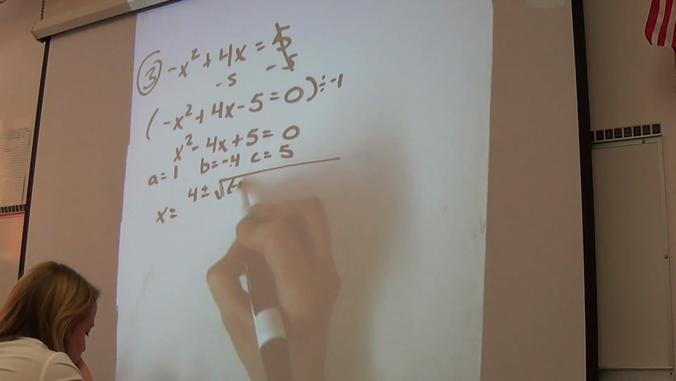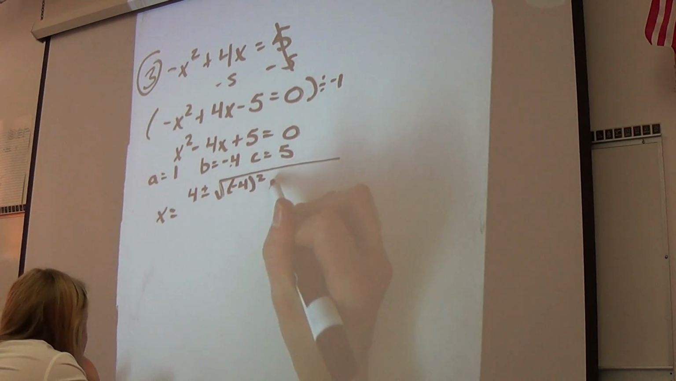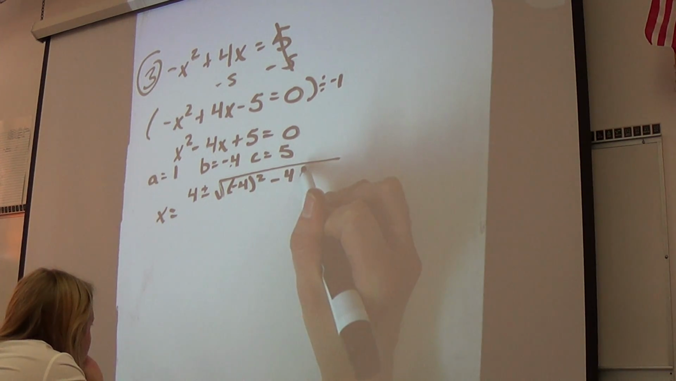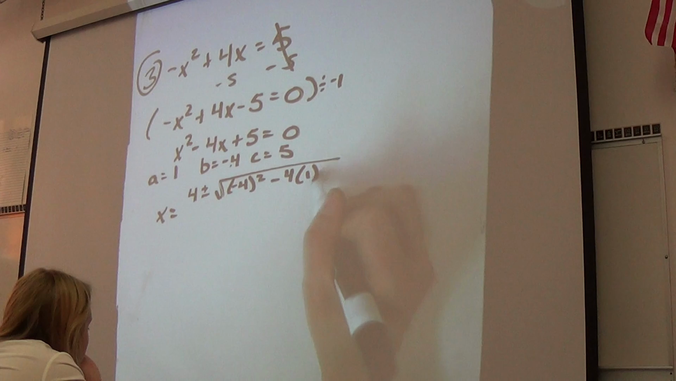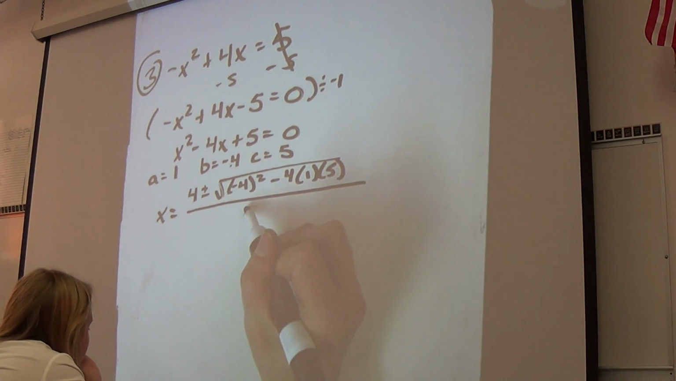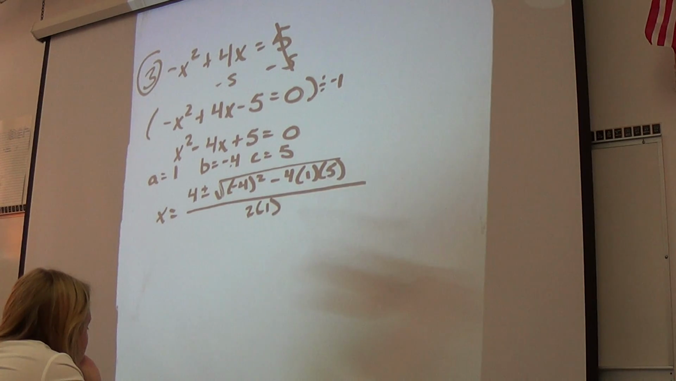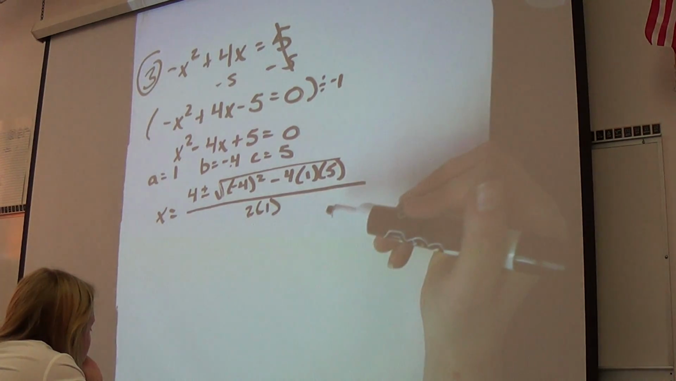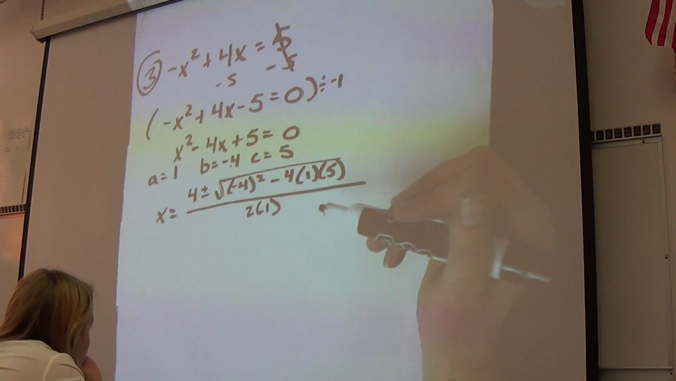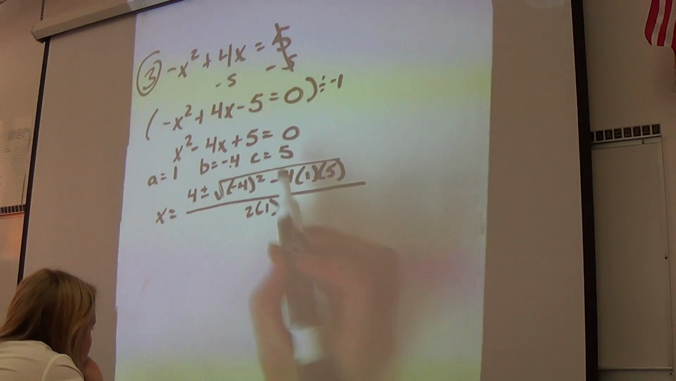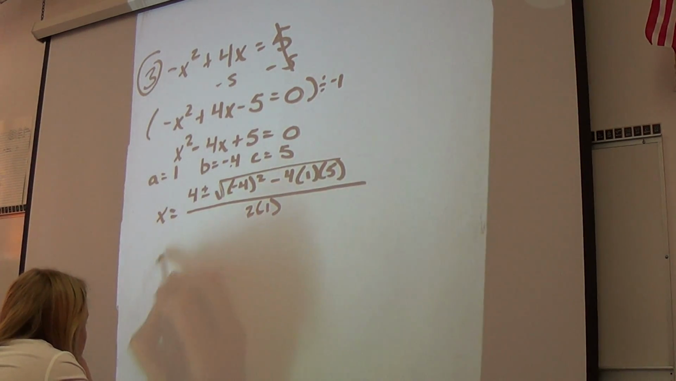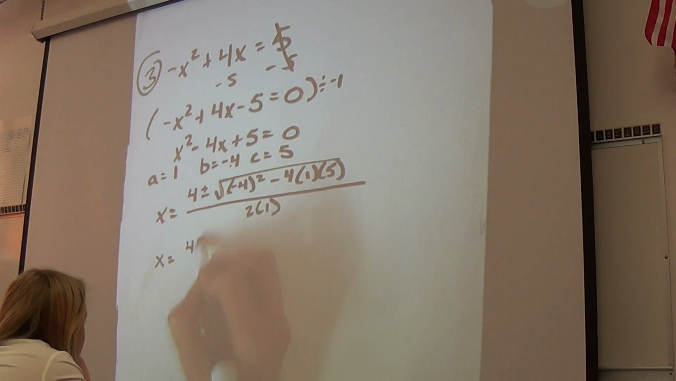-4 squared, minus 4 times 1 times 5. Good. All over 2 times 1. A lot of you guys can get to here. That's not the problem. The problem is the simplifying it. There's a lot of little pieces. Take it slow. We need to take care of this square root first by doing our order of operations.